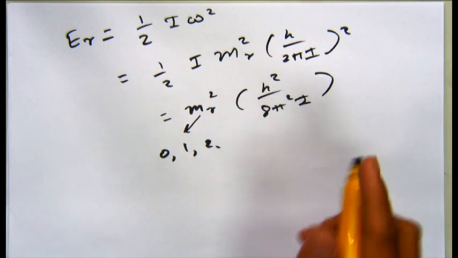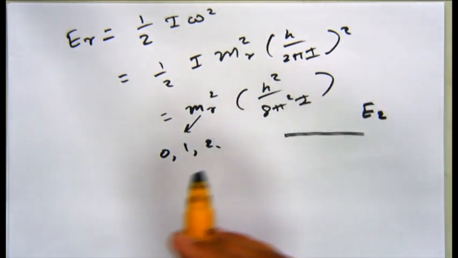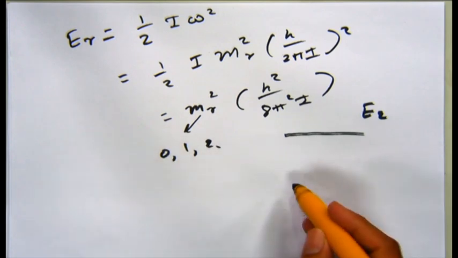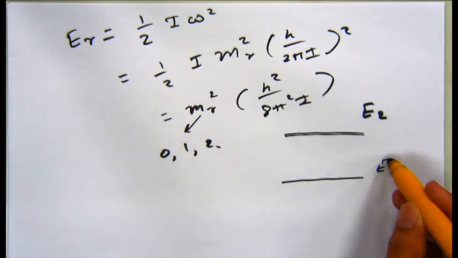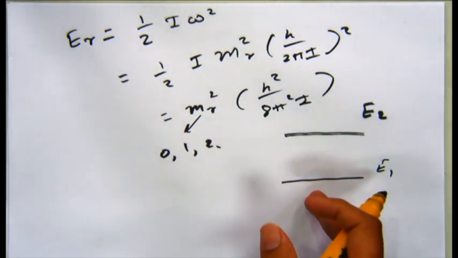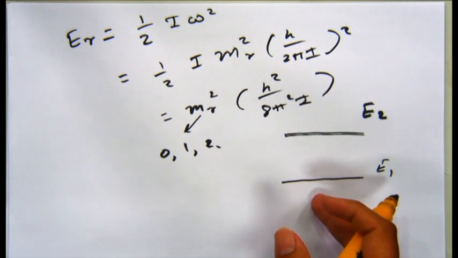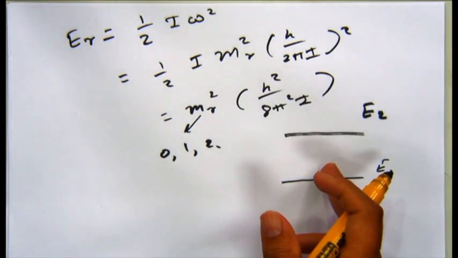Further, there are two energy levels that we are discussing. The higher energy level is represented by E2, and the lower energy level is represented by E1. Now what happens?